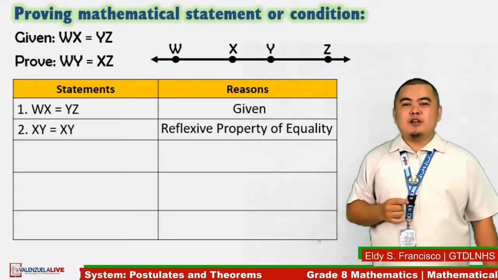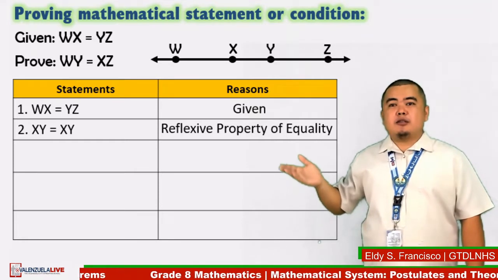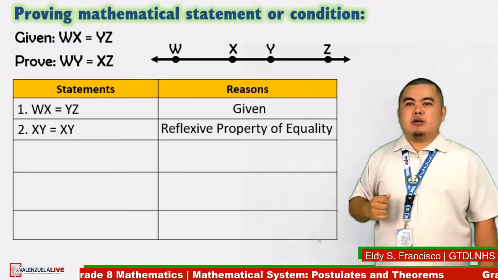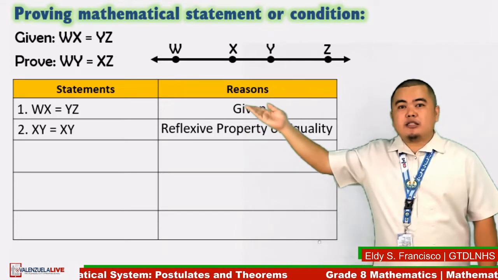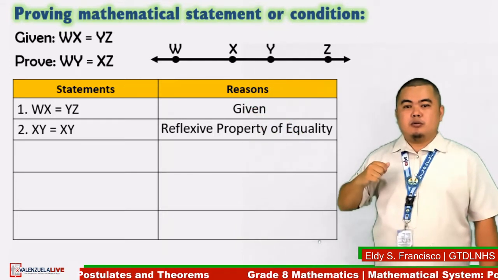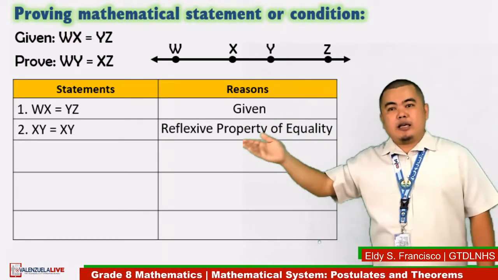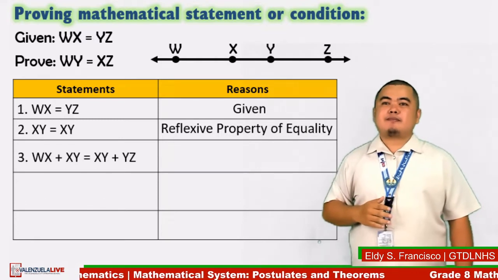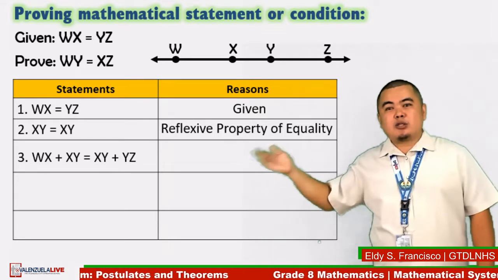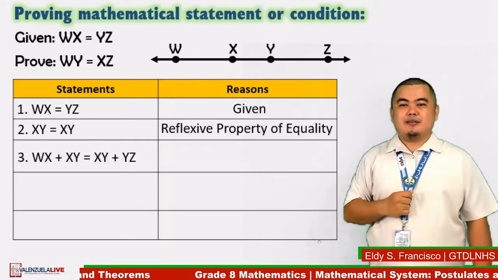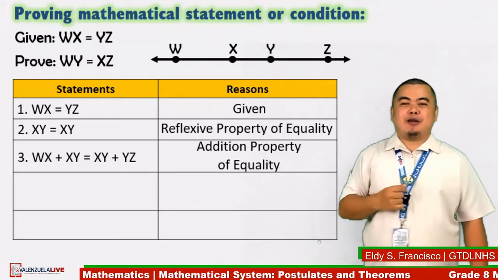Next, for the third statement, let us base on the statements 1 and 2. So, if WX equals YZ and XY is equal to XY, then, yes, WX plus XY equals XY plus YZ. Reason? Alright. Addition property of equality.